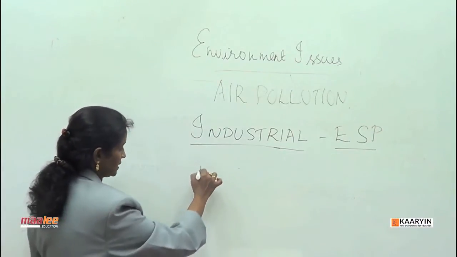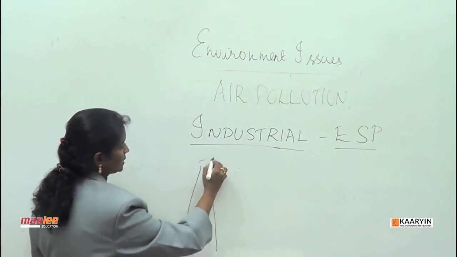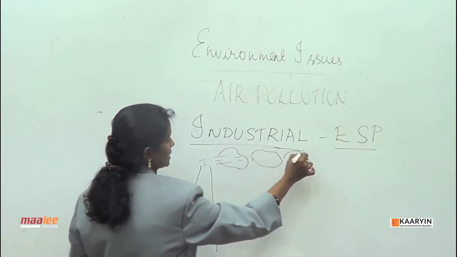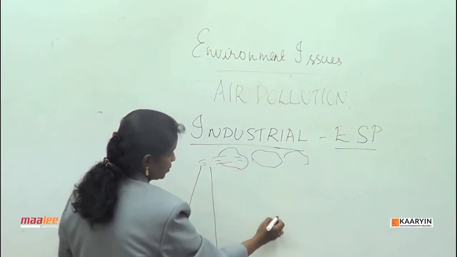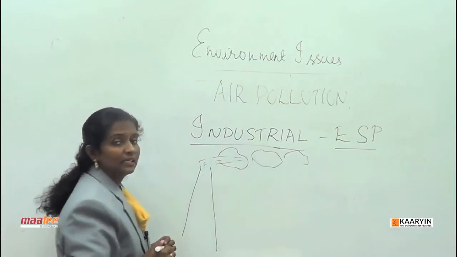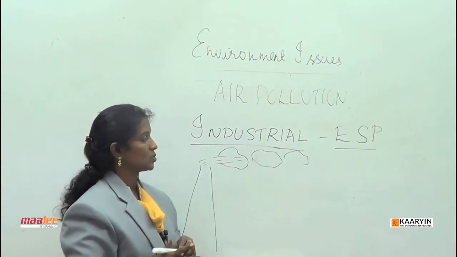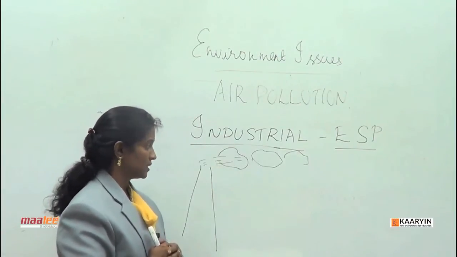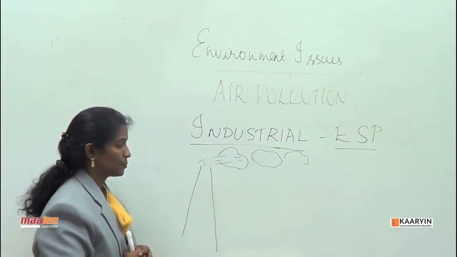If the stack is designed in such a way that the fumes coming out of these industrial stacks are diverted through an ESP, which is called an electrostatic precipitator, we can cut down the industrial emission of various air pollutants as well.